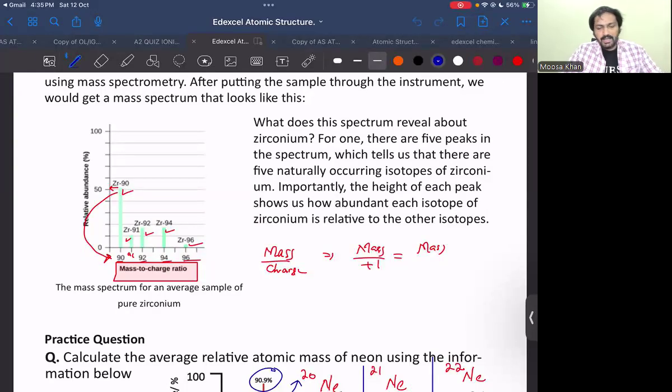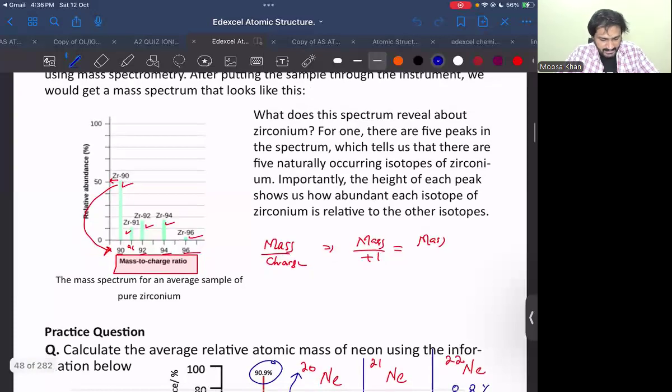Whenever we put a sample of any element or a compound in a mass spectrometer, it tells us how many isotopes there are of that element, and what their masses and relative abundances are. Relative abundance, also known as percentage abundance, tells us that if an element has two or more isotopes, the proportion of each isotope present in that particular element is given in the form of percentages.